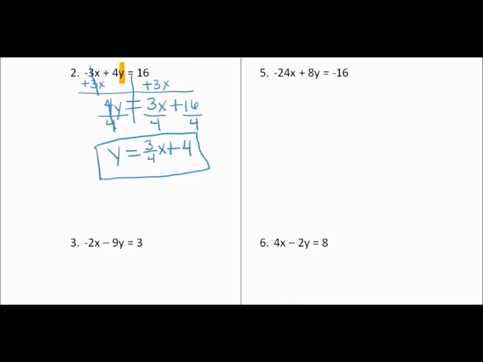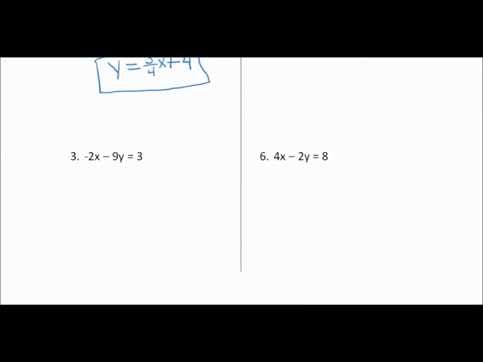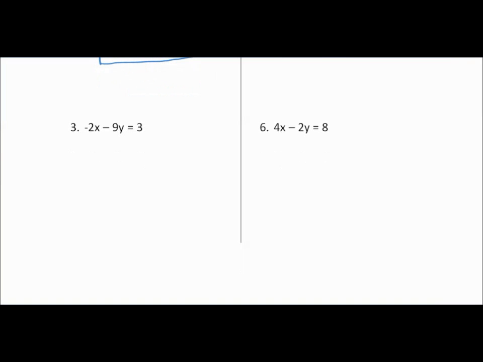Let's try this last one together. Then you're going to try a few on your own. Okay? This time I have a negative 2x minus 9y equals 3. I'm doing the same thing, same process over and over. It's a negative 2x, so the opposite of minus 2x is going to be plus 2x. So I'll add 2x to both sides of my equation.